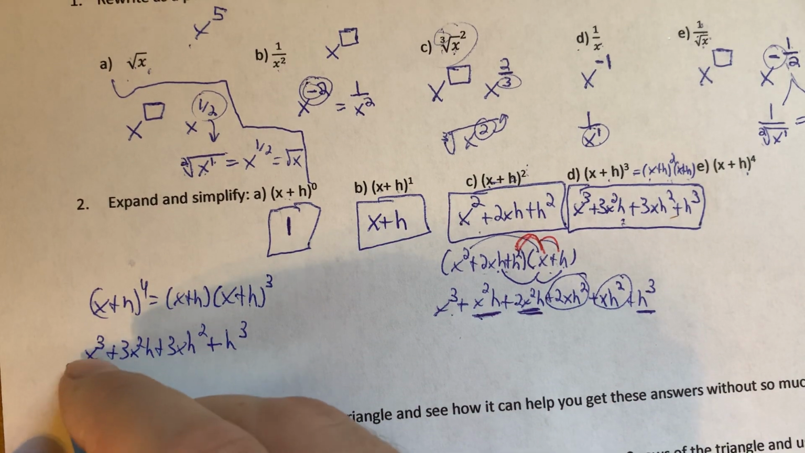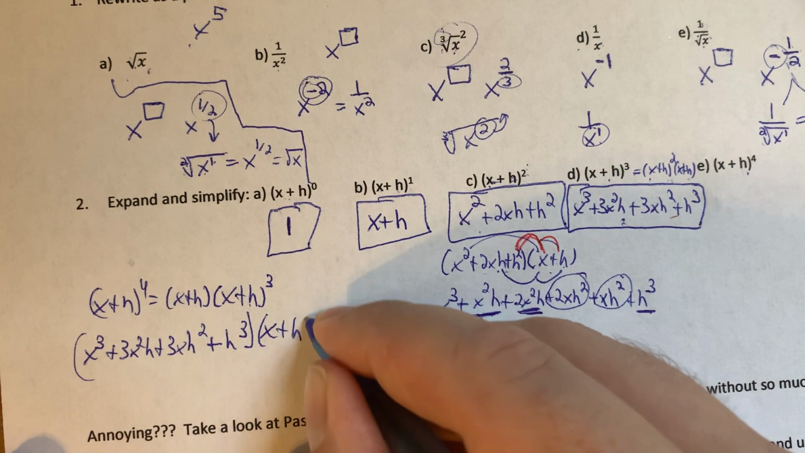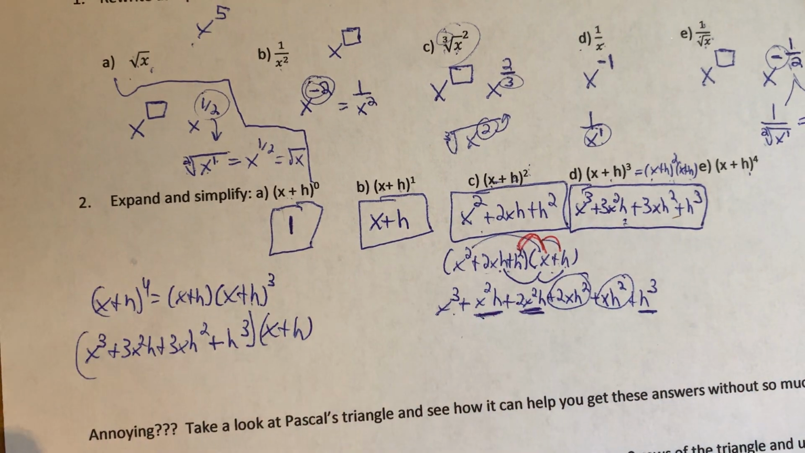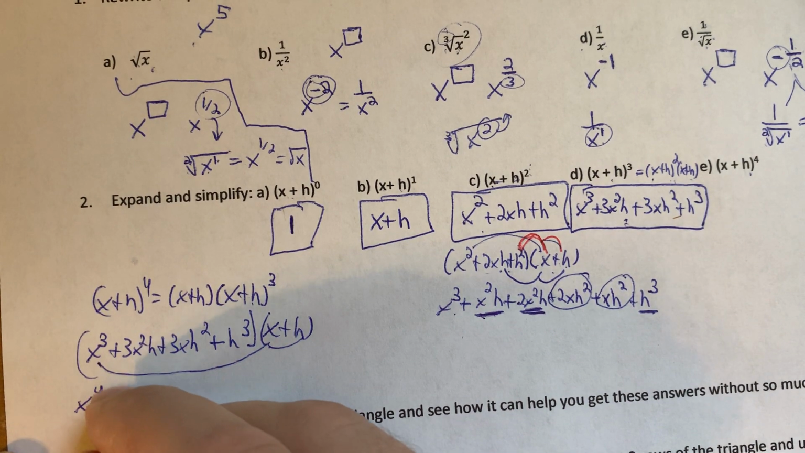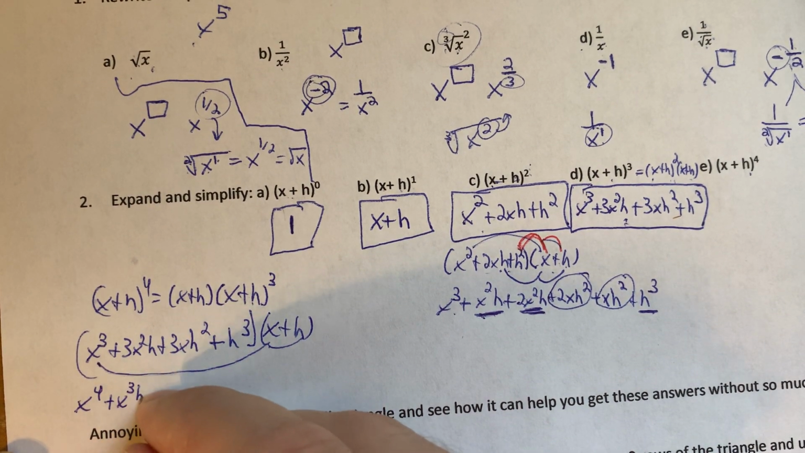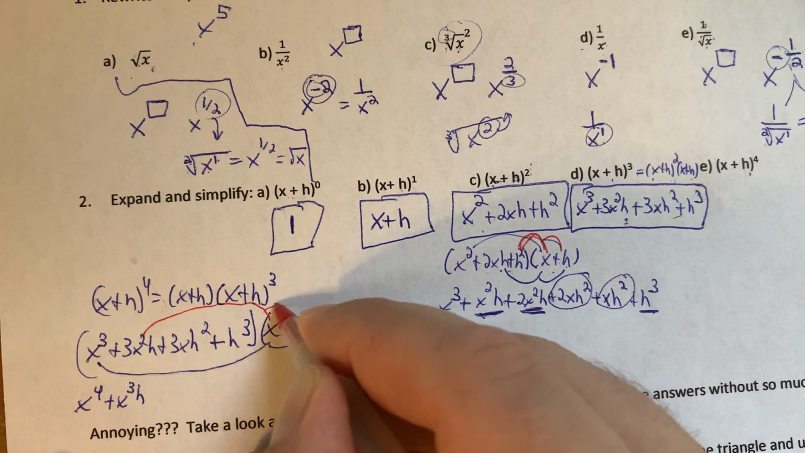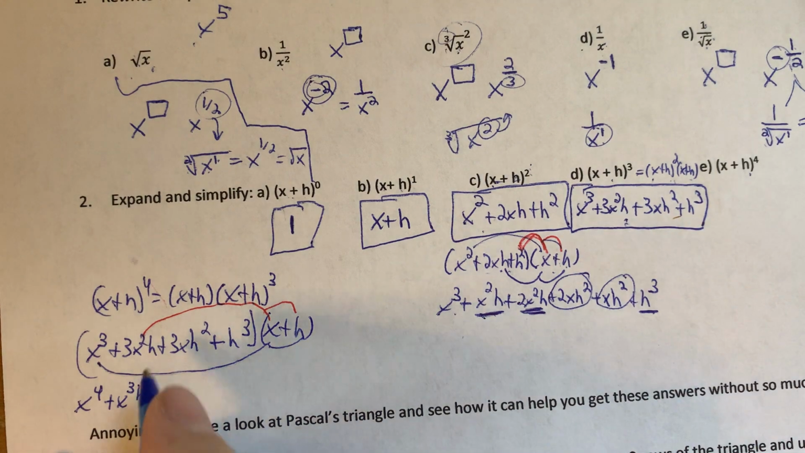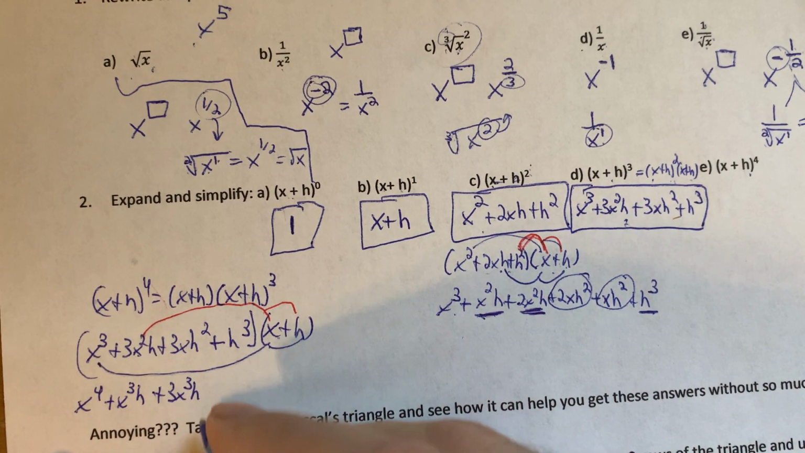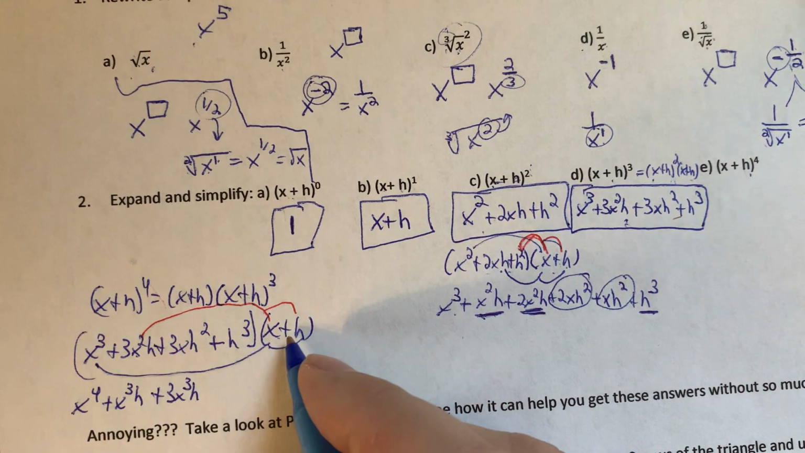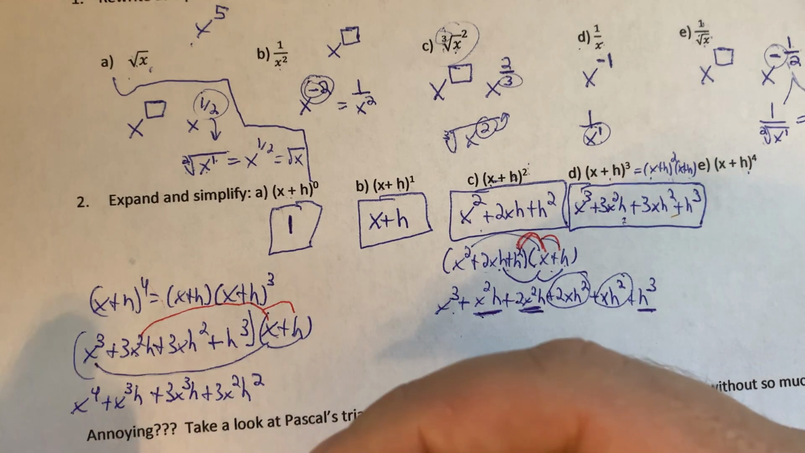And that is getting multiplied by another x plus h. It doesn't matter what order we multiply them in. Okay, so let's see. X cubed is going to distribute and gets us x to the 4th plus x cubed h. Then 3x squared h is going to distribute. And it's going to get us 3x squared h times x is 3x cubed h. And 3x squared h times h is 3x squared h squared.